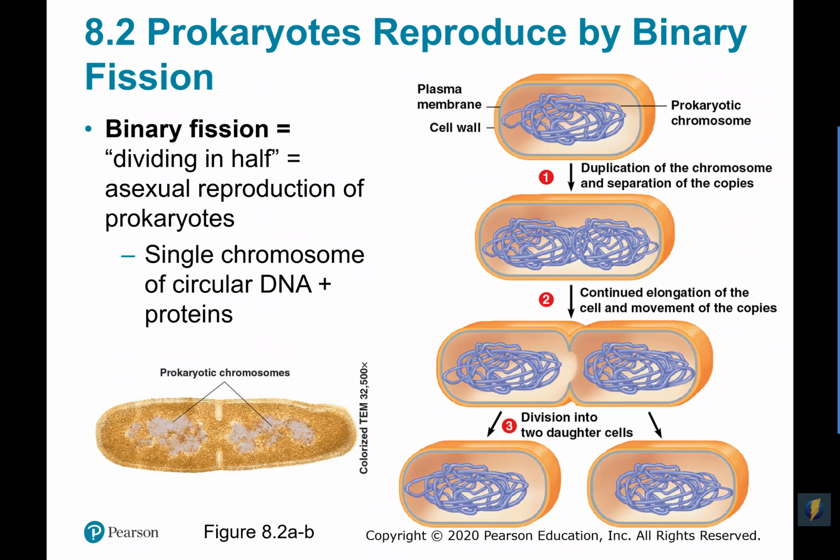So prokaryotic organisms, their reproductive processes are very, very simple. It's a process called binary fission. The prefix bi just means two. And so essentially what we have is one single prokaryotic cell that literally just divides in half. It's a single chromosome of the DNA and some proteins. The DNA reproduces, so we get the two copies, and essentially the cell just elongates.